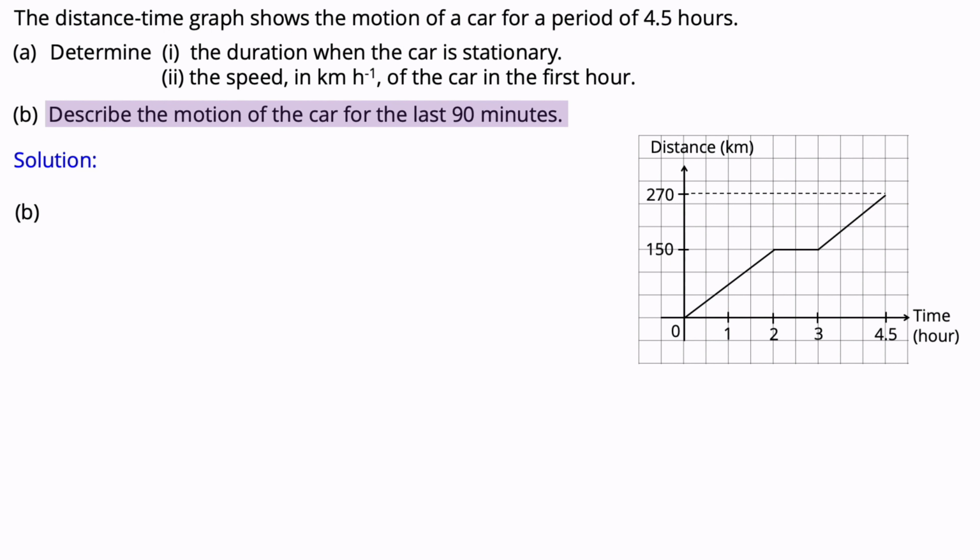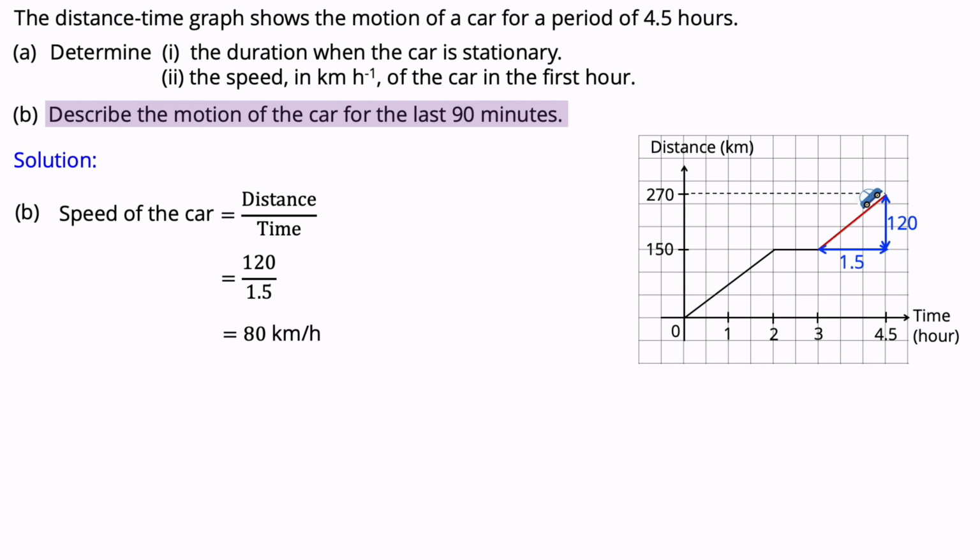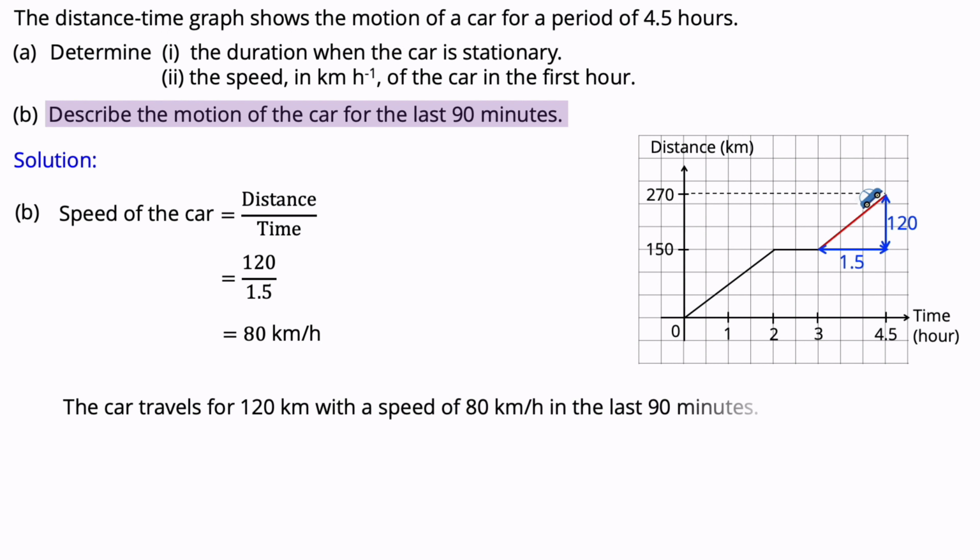B. Describe the motion of the car for the last 90 minutes. Look at the part in the last 90 minutes. We can see the change in time is 4.5 minus 3. 4.5 minus 3 equals 1.5. 1.5 hours is equal to 90 minutes. And the change in distance is 270 minus 150. That is 120. Find the speed. We divide distance by time. 120 divided by 1.5. We have a speed of 80 kilometers per hour. The car travels for 120 kilometers with a speed of 80 kilometers per hour in the last 90 minutes.